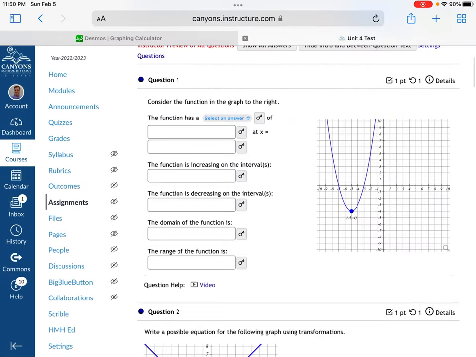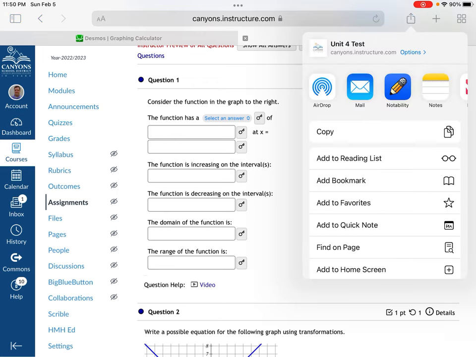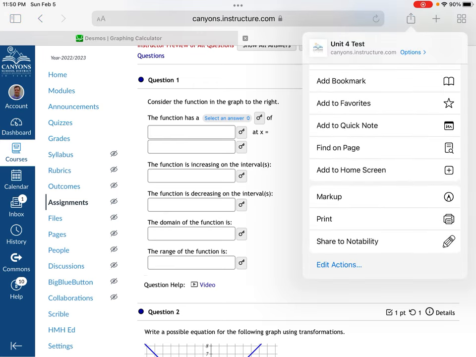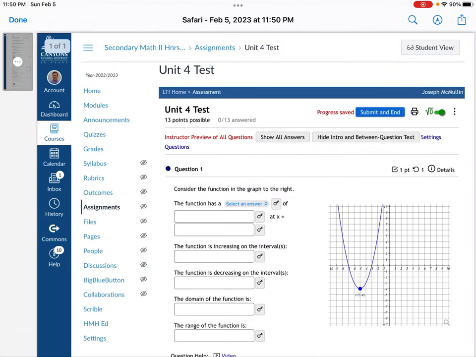Hello there. Right now we're going to go over the Unit 4 test. Okay, so let's mark this up here. And we got this first question.